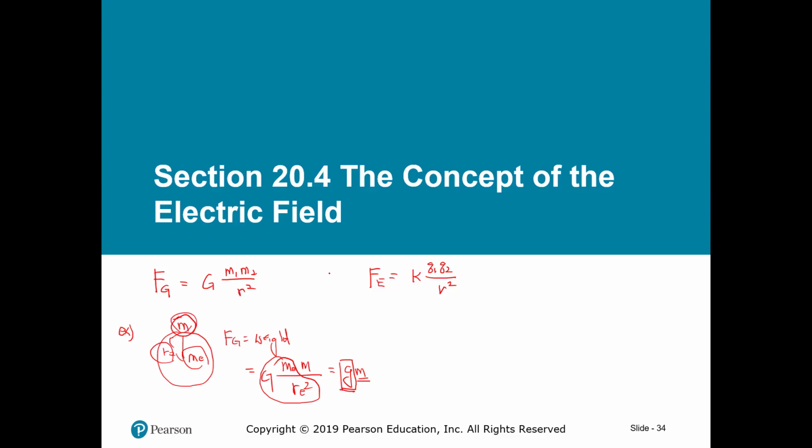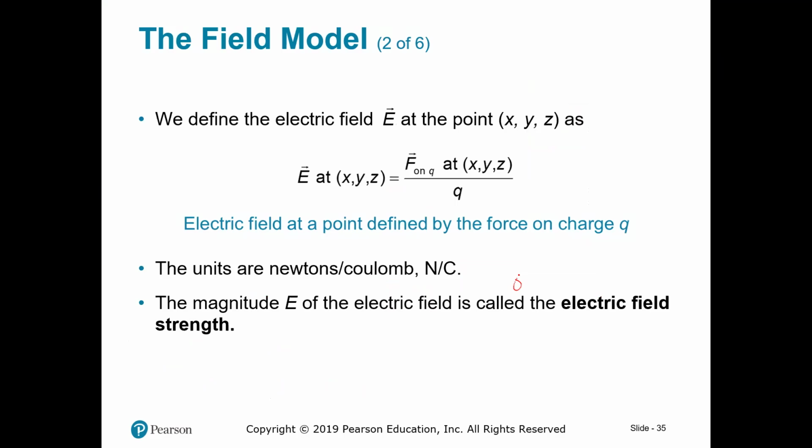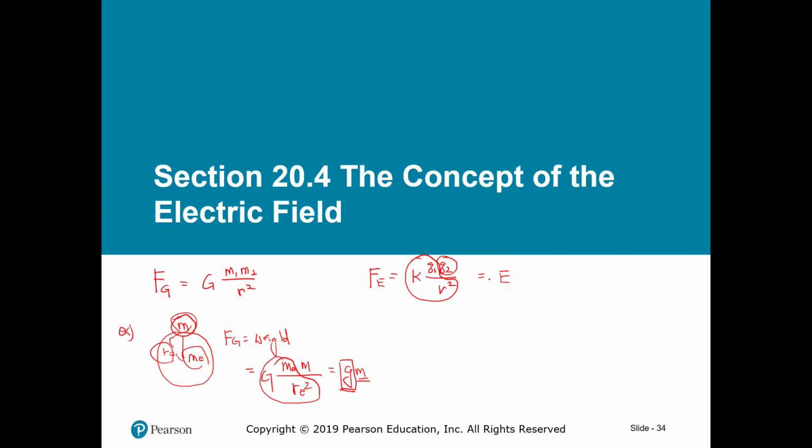And then we define the same quantity for electric force, independent of the second charge. So this combination is called electric field. In other words, this is electric field times Q2, right? Again, the concept of electric field is that it is independent of the second charge, like gravity is independent of the second mass, right?